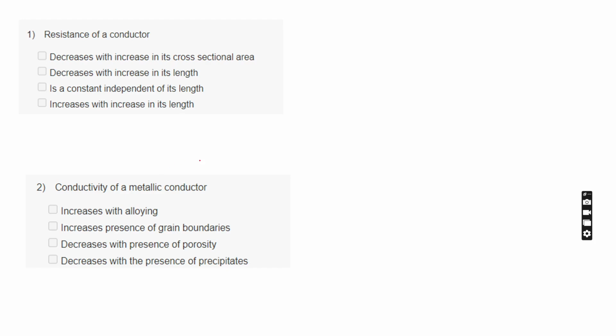So first we discussed in today's class that R is equal to rho into L by A. So here the answer will be it decreases with increasing cross-sectional area, because area is in the denominator. And similarly, it increases with increasing length. Here length is in the numerator, so if the length value increases, then resistance increases with increasing length.